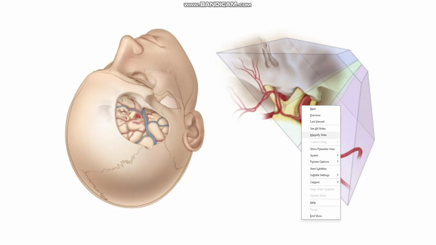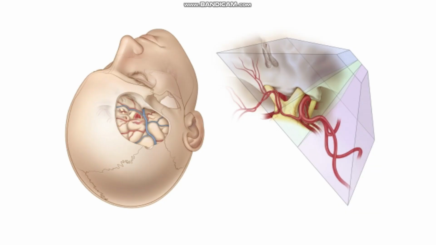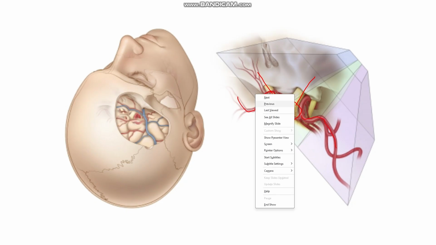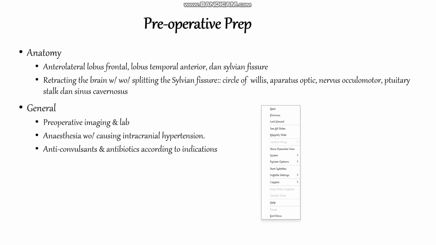For example, here we can see this is the optic chiasm, the two optic nerves, and this is the anterior cerebral artery, this is the middle cerebral artery, and all these structures can be accessed when you have dissected through the pterional approach.